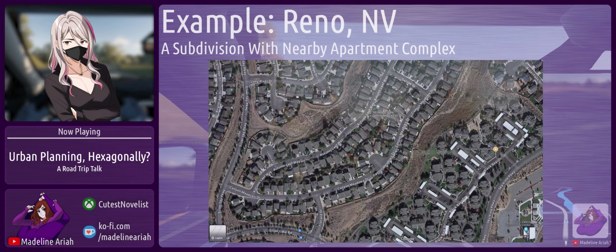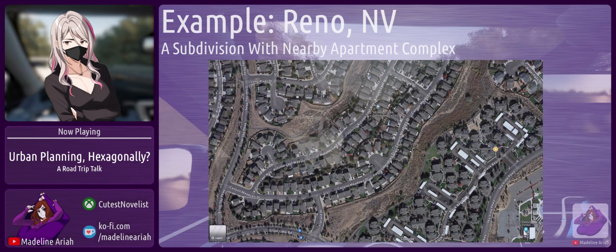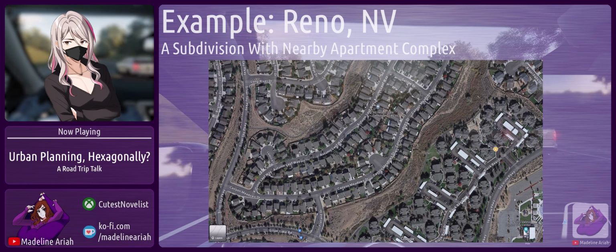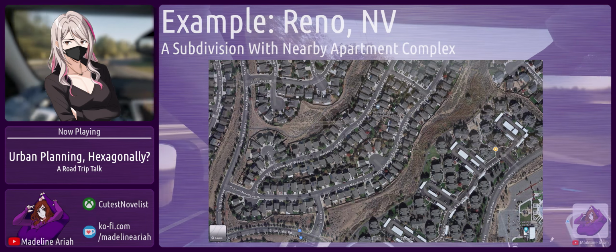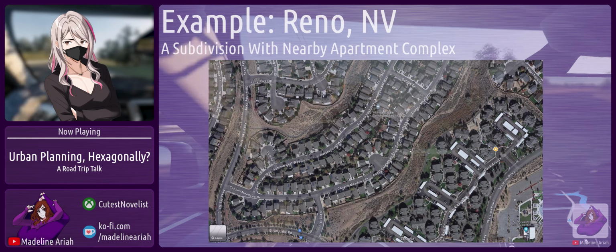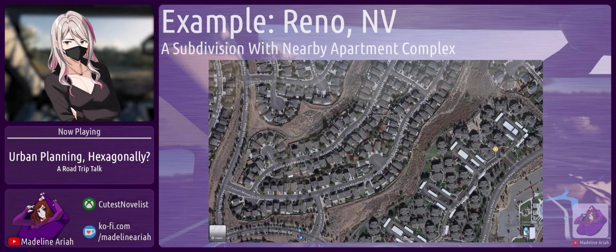So on the screen, I decided to pick a neighborhood at random. This neighborhood in particular is located in the Lemon Valley area of Reno, Nevada. And you can see it is a mix of single-family residential and multifamily apartment complexes under the name Sky Vista Commons, which I placed a star at for your convenience.